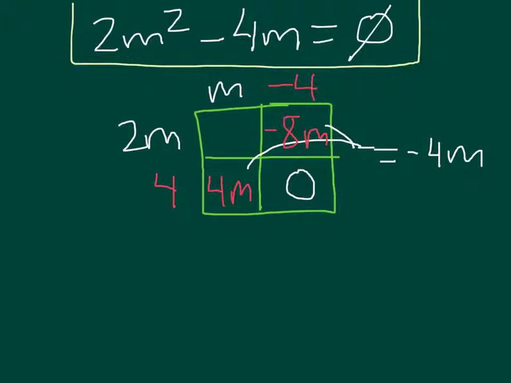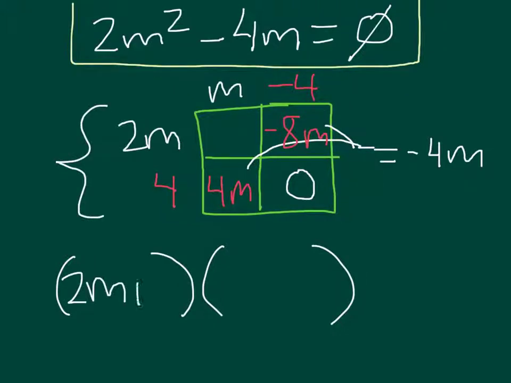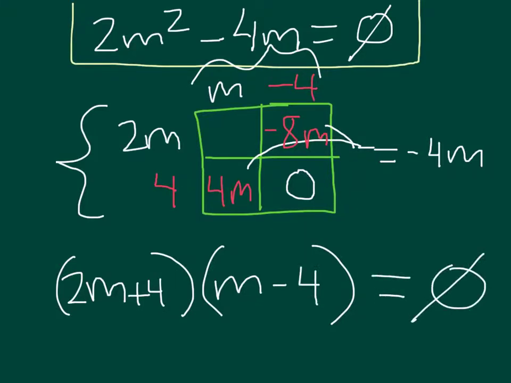So then you have to plug that into the parentheses. And you get 2m plus 4 times m minus 4 equals 0. And that's it.